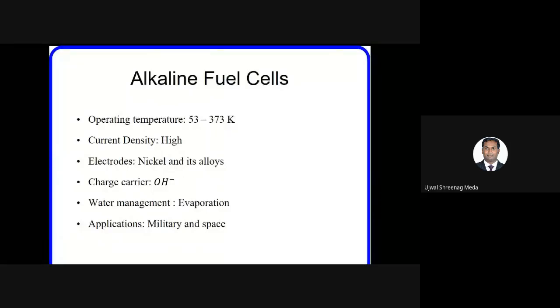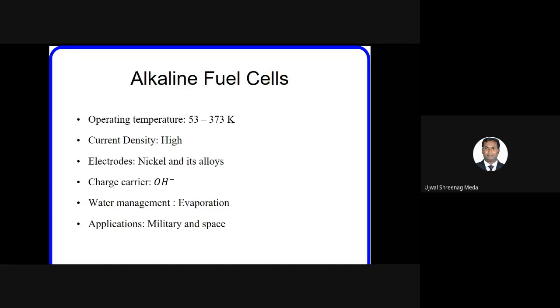So what is the first thing? You will provide an overview of that fuel cell. So what will that overview include? The one you can see on the slide right now. That is operating temperature, the range should be mentioned. The current density, high, moderate or low, should be mentioned. Electrodes, what are the types of electrodes that are used? Then charge carrier, water management, applications, advantages and disadvantages. So these are the points that you are going to list under overview.